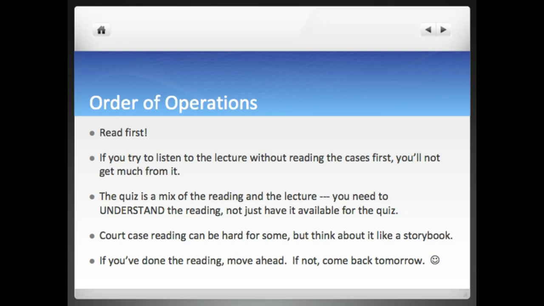Court case reading can be hard for some people. If you read it like a storybook, though, and just put that in your mind as you're reading a court case. I took them, I think, all but one out of FindLaw, which is a pretty standard format, but they are all direct transcripts of the court cases, the decisions actually. Read them like a storybook, and they make more sense, I think. But if you've not done the reading, don't start to try to understand the lecture. Go back, come back tomorrow after you've done the reading, and pick up right here on the lecture. It's not an extremely long one, so go do the reading first.